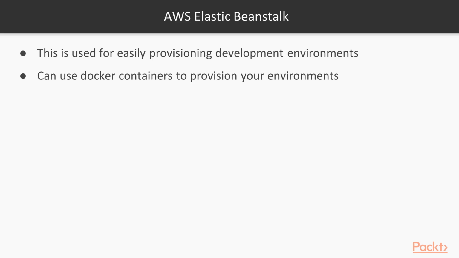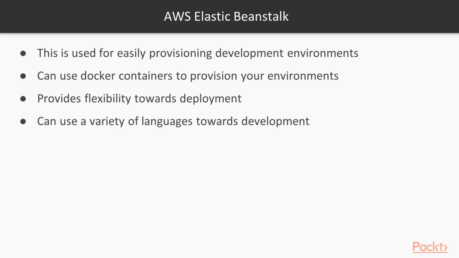Now in Elastic Beanstalk, you can use a variety of programming languages and also application servers to set up your environment. But in addition to this, you can also use Docker containers. Docker containers is one of the more used technologies when it comes to working with microservices-based applications. So Elastic Beanstalk provides more flexibility towards your deployment mechanism. As I said, there are a variety of languages available for development using the Elastic Beanstalk environment.